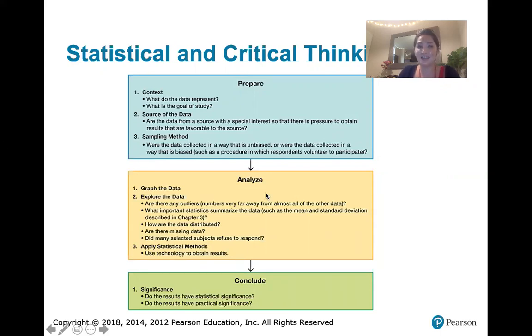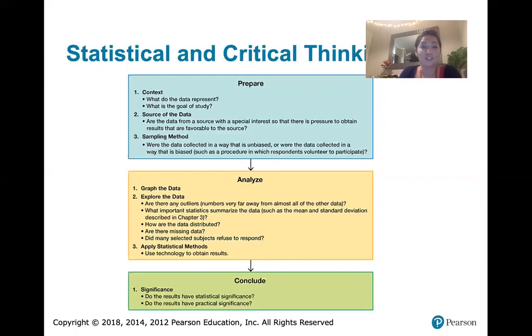Then we analyze our data. So we're going to take all these numbers typically, and sometimes we have qualitative data, but for the most part, you're just sort of sorting things. And then based on your sorting, you're graphing. And then we're going to explore the data. So we're going to think about things like outliers. What are the important statistics that summarize that data? We're going to talk about the mean, which is a measure of center of data. We'll talk about what that means soon.